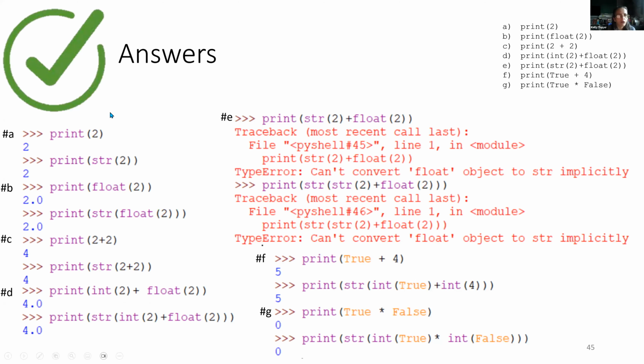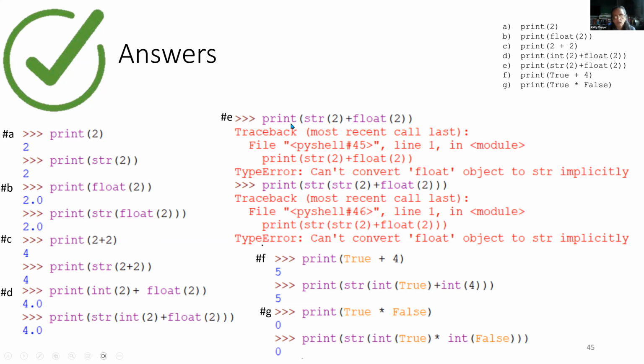So here I've worked these out for you. Here are some of the easier ones that we've just talked about. These will be explicit. So here is a print 2, right? So print string of 2 is what's really happening. Print float of 2 is really calling string. Here's the explicit call. We've seen this one earlier in the lecture. Here we're going to print int of 2 plus float of 2, which gives us 4.0, because what has happened is it is called string.